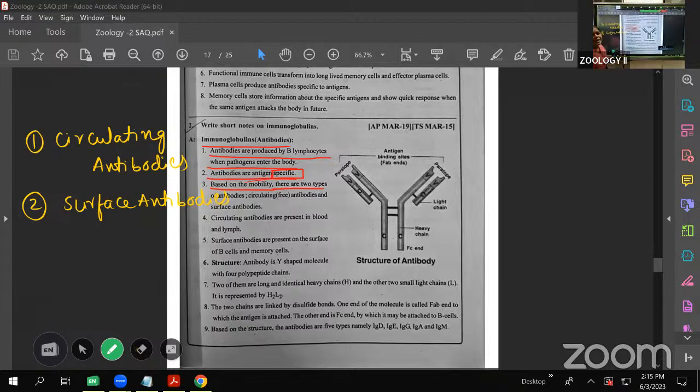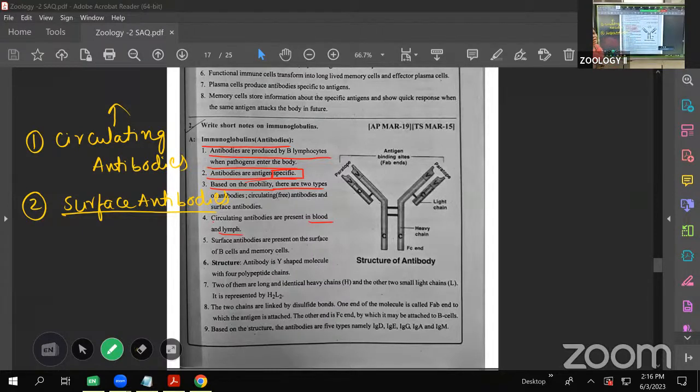Circulating means freely circulating in the blood and lymph. That's why we call them circulating antibodies. What about the surface antibodies? They are attached to the cell. They are present on the surface of the cell, they attach to the cell. That's why we call them surface antibodies. Depending upon the movement or mobility, there are two types of antibodies: the circulating antibodies and the surface antibodies. Next, what about the circulating antibodies? Circulating antibodies, as I already said, are present inside the blood or lymph.